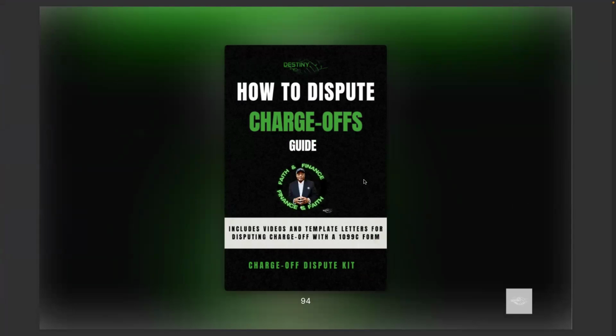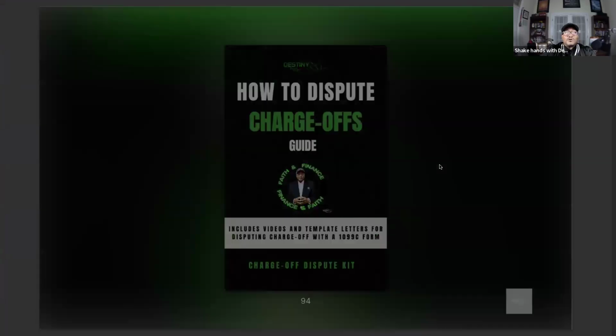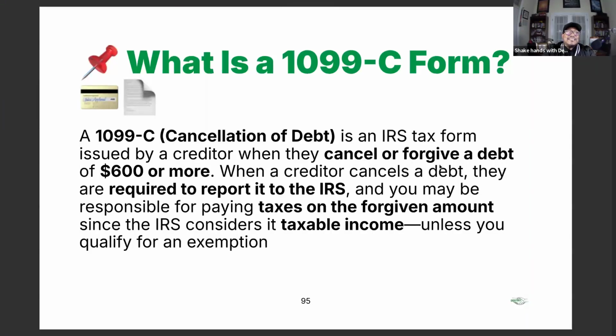Yes. So how do you dispute charge-offs with a 1099-C? A lot of us are going, what the heck is a 1099-C? A 1099-C is a cancellation of debt, which is given from the IRS, for anything that's $600 or more. What does that mean? Let's say, for example, you had a cell phone from Verizon and they wrote it off. They gave you a 1099-C.